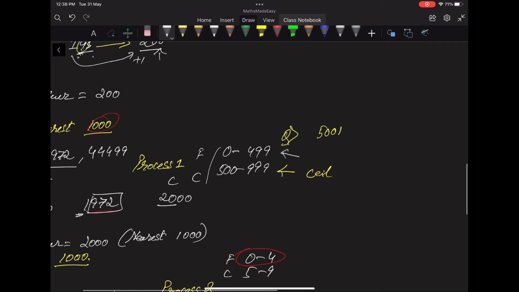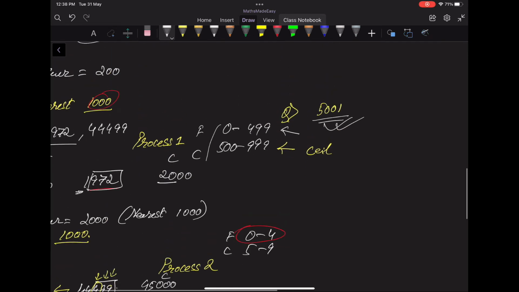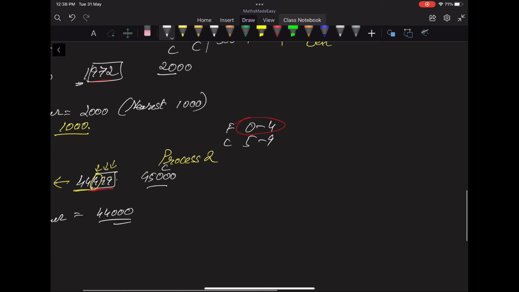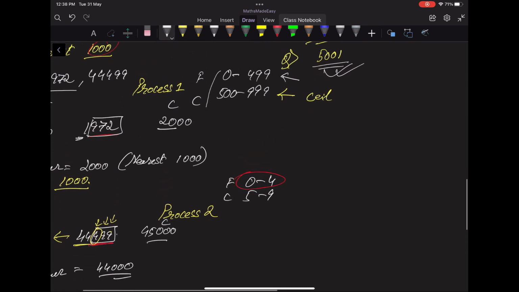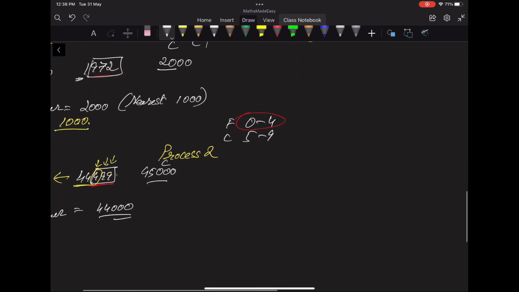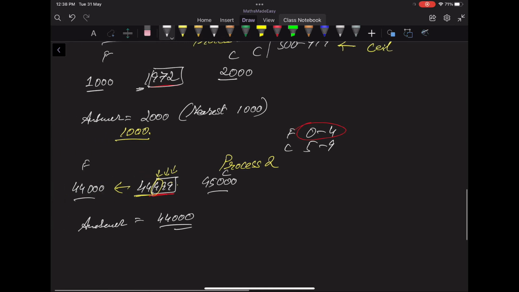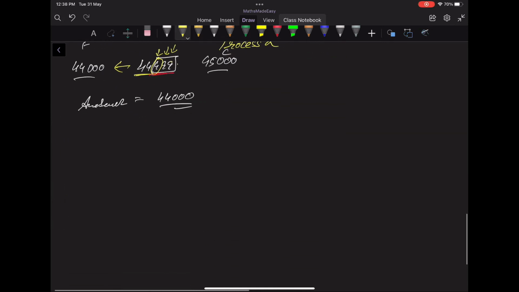Got it, guys? So that's how you have to be doing this sum which I have given in the question, which I have given as homework. Do using either of the processes. It's absolutely up to you guys. Now let's try to do a few sums.